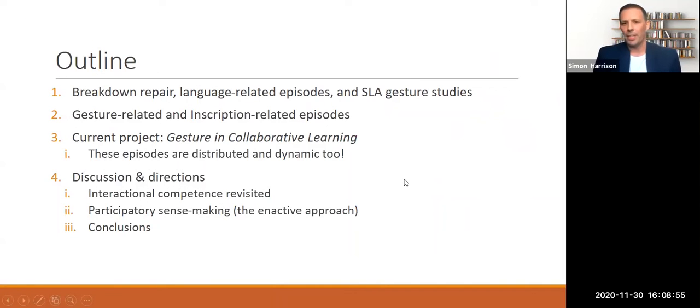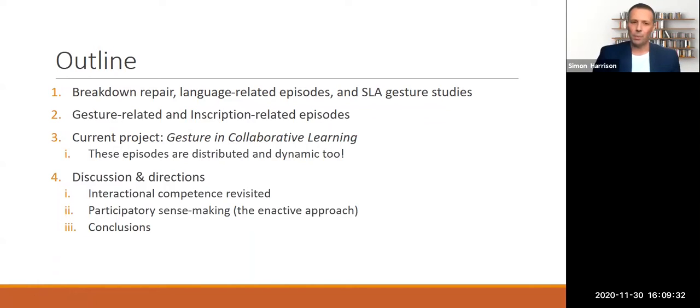So one of those interactive skills is often referred to as breakdown repair, and breakdown repair has been operationalized in applied linguistics as something called language-related episodes. And there's been some gesture studies research into how students negotiate these episodes. But what we also want to show is that it's not just the vocabulary, grammar, and pronunciation that gets negotiated, but often gesture and elements of the environment can be negotiated as well. So we use the term gesture-related and inscription-related episodes. And that's the previous work that led up to this project at CityU, Gesture and Collaborative Learning.